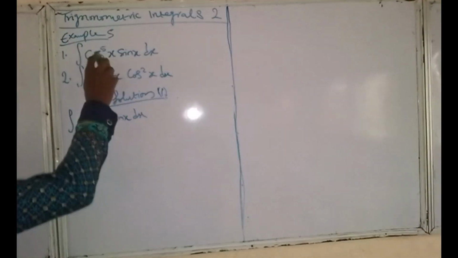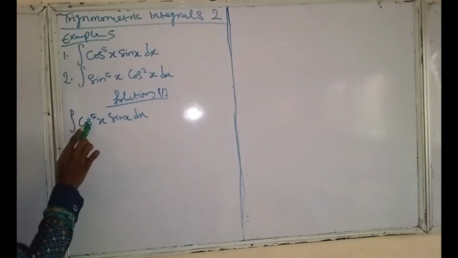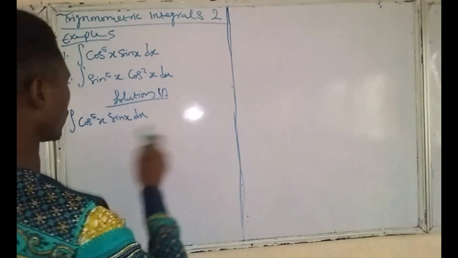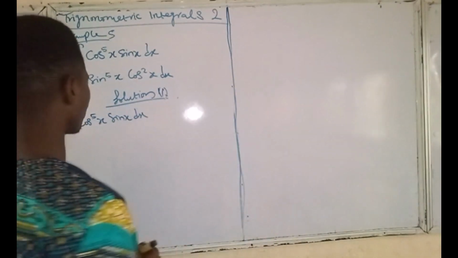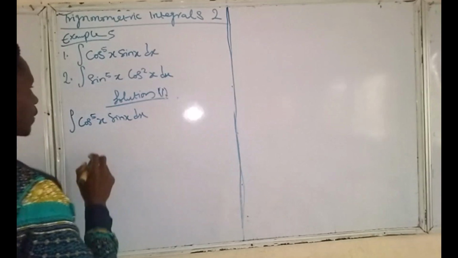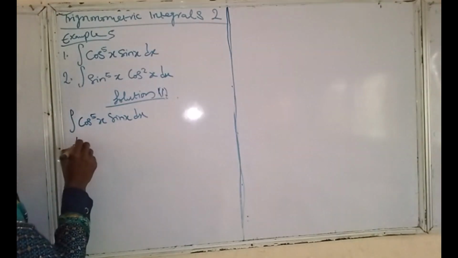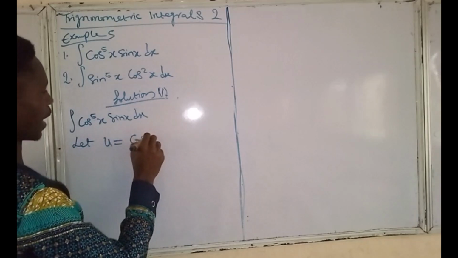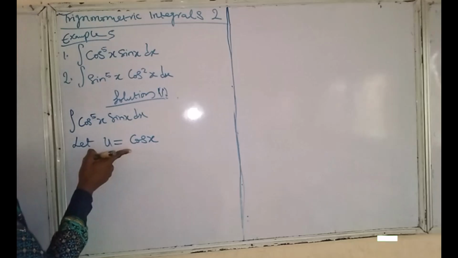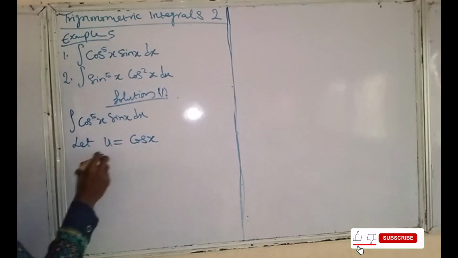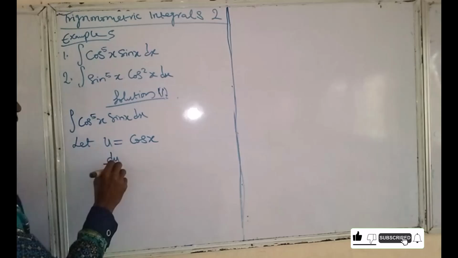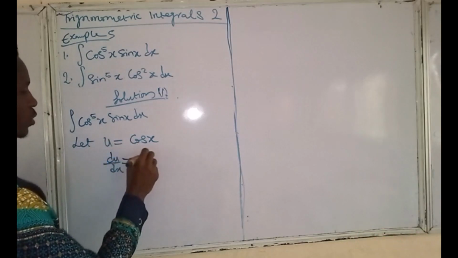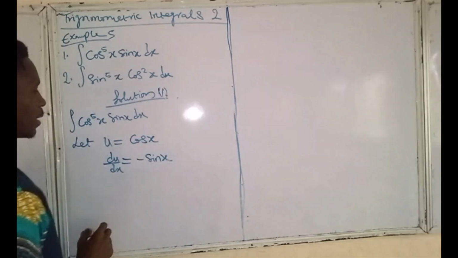Now, from question 1, we have the integral of cos⁴x sin x dx. So how do we solve this? It's simple. What we simply do is we say let u be equal to cos⁵x. So if we do that, we will now say du/dx, that is, we are differentiating this function with respect to x, is going to give us minus sin x.